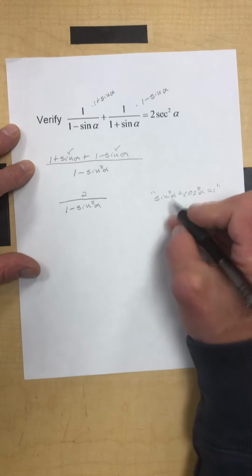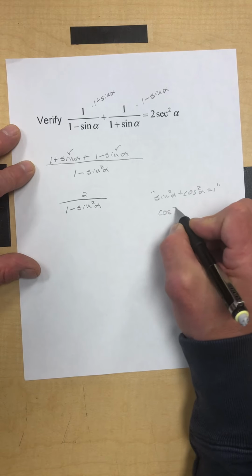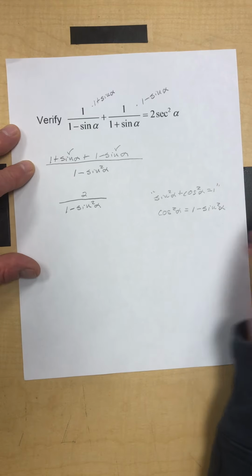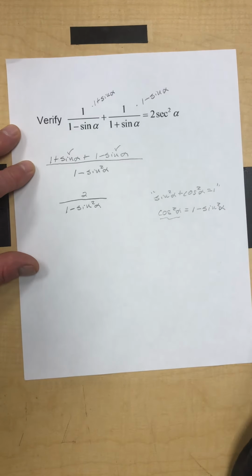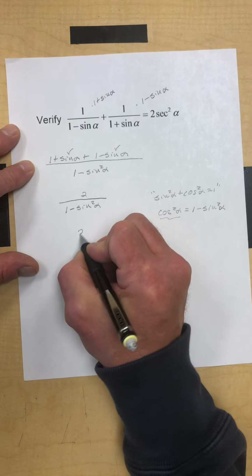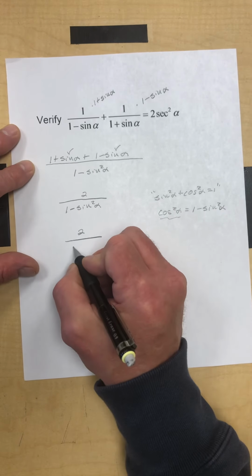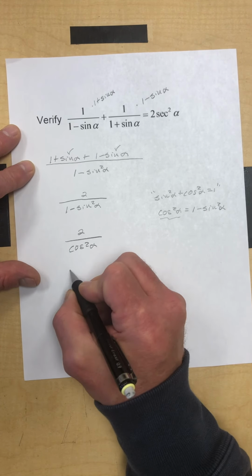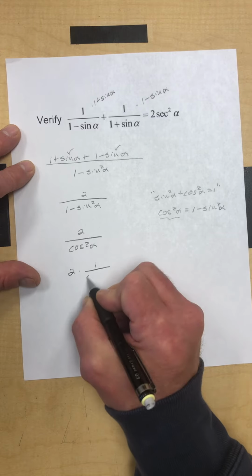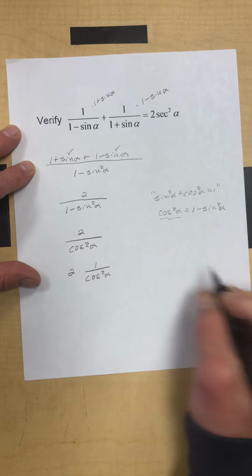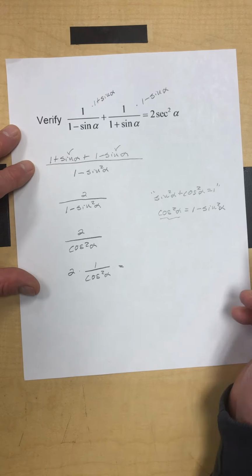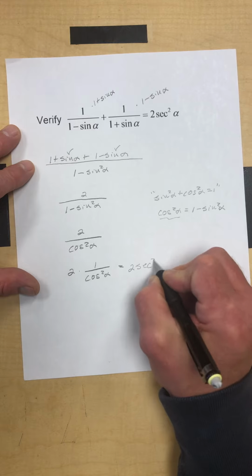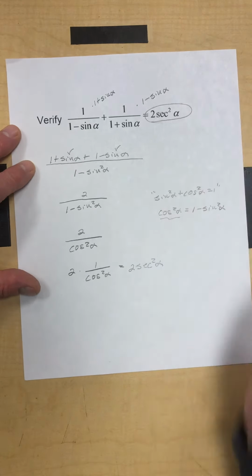Okay, and then going to our Pythagorean identity, sine squared alpha plus cosine squared alpha equals 1. And I want 1 minus sine. Okay, so I get cosine squared alpha equals 1 minus sine squared alpha. So again, I can substitute cosine squared alpha in here. And so I get 2 over cosine squared alpha, which is the same as 2 times 1 over cosine squared alpha. And obviously that is the reciprocal of cosine squared, so that would be secant squared. So we get 2 secant squared alpha. And that's exactly what we're trying to show.